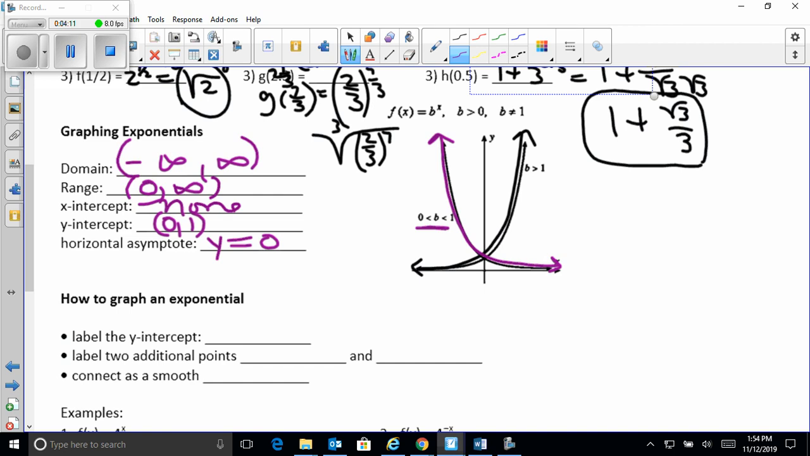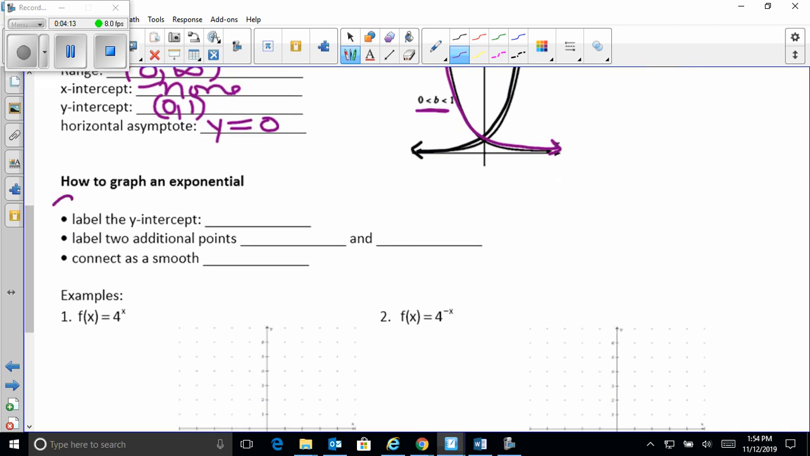So how do we graph? These are our steps to graphing. We label the y-intercept, so we always evaluate it at 0. We label 2 additional points. I like to use 1, so evaluate it at 1, and negative 1. Sometimes we have to do some other ones, just depending on, in general, what it's looking like. And then we connect with a smooth curve. So let's look at some examples.